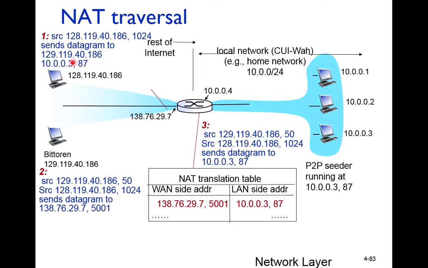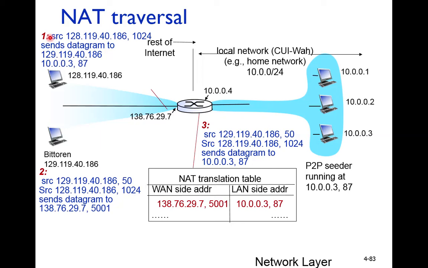Now suppose this is the P2P application, and it wants to access this P2P seeder. It cannot access it directly, because the entry is not stored in the NAT table for this machine. But for this other machine, the entry is stored. Why? Because when the P2P application started, it had to connect with the BitTorrent bootstrapper, and when it sent the data, its entry was already stored in the NAT table.